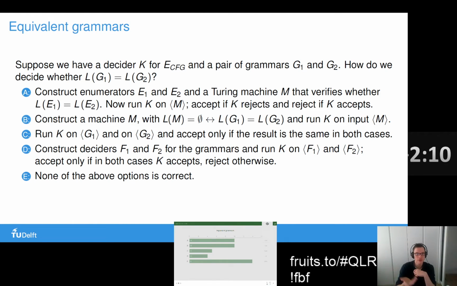So personally, I haven't even read answers A, B, C, and D. Whatever it says over there, it just can't be done. So answer E must be the right answer, right? How do we decide whether two grammars have the same language? We can't. Because indeed EQCFG is undecidable. So answer A and B, a quarter of you voted for it. They might have ingenious sounding answers, but whatever they say there, it cannot be done.